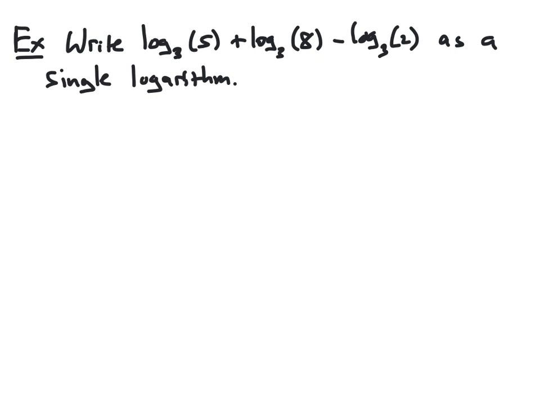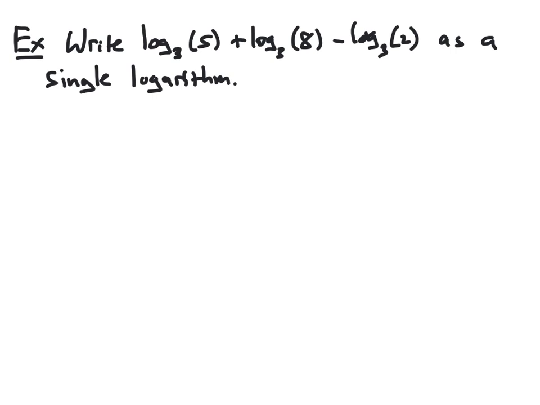In the past two examples, we looked at how to expand a single complicated logarithm into a sum or difference of simpler logarithms. And starting here, we're going to start looking at the reverse process. Here we're asked to write the log base 3 of 5 plus the log base 3 of 8 minus the log base 3 of 2 as a single logarithm.